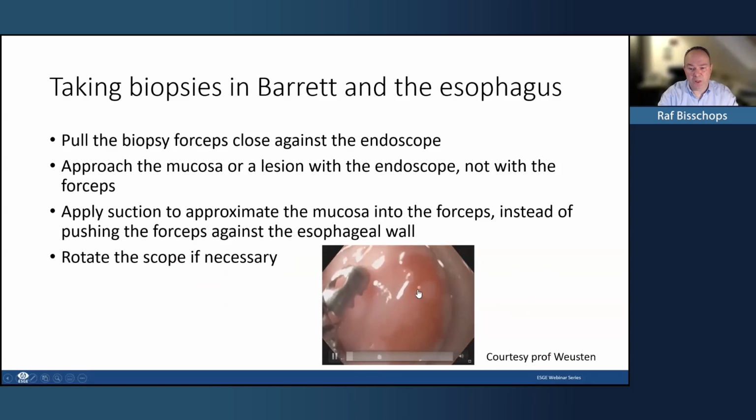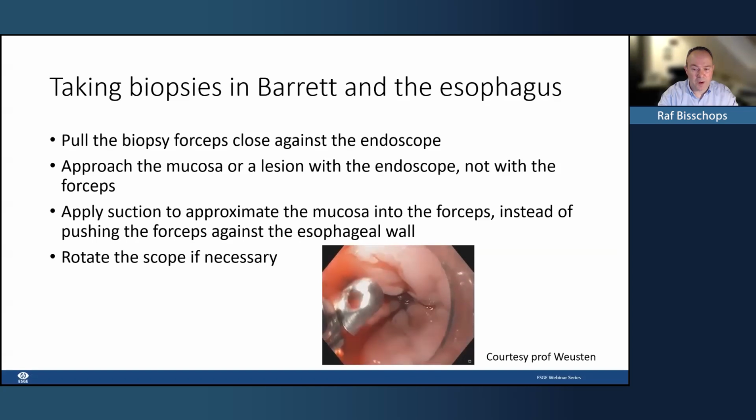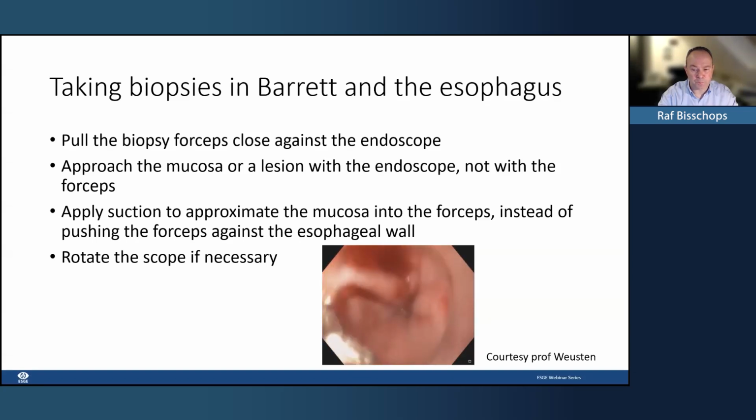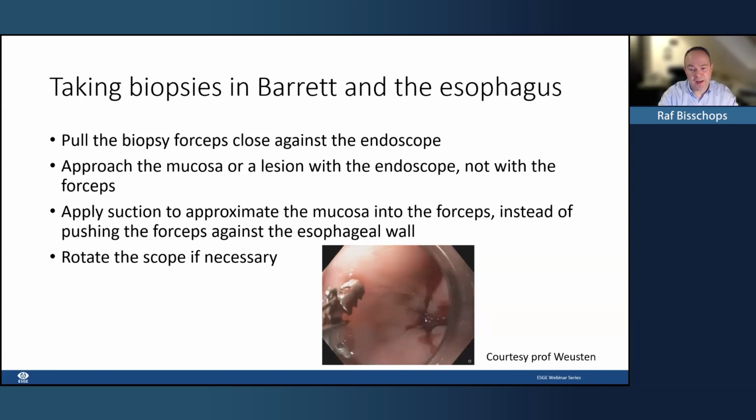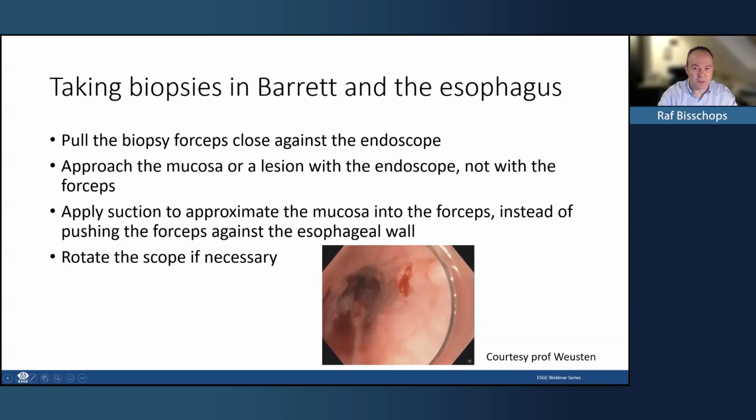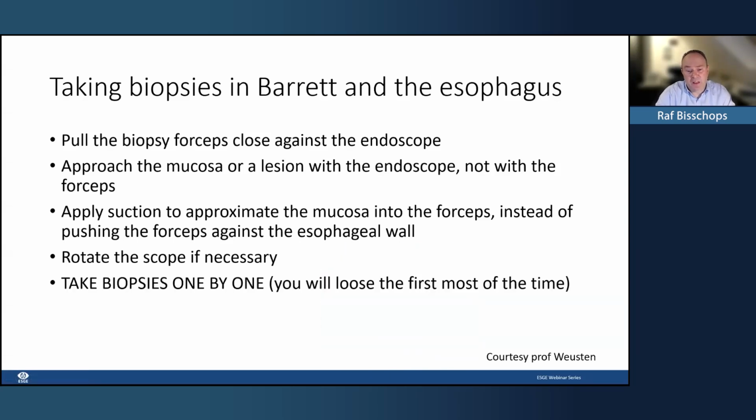And sometimes you can rotate, like you can see here in this video from Bas, when it's a little bit difficult to target this island. Sometimes you want to get it at a different position. So you keep your biopsy forceps close to the endoscope. You approach the target, let's say this is a lesion or this island, and then you apply suction, you close, and then you can easily take a nice juicy biopsy if you use this technique. Especially in the esophagus, this is a bit more challenging and important. Take them one by one. You're going to lose half of the biopsies because you're so tangential to the wall, and you will lose the first one most of the time anyway.